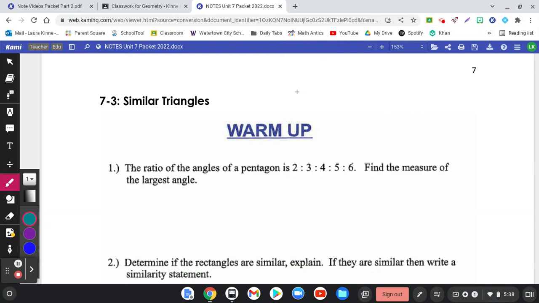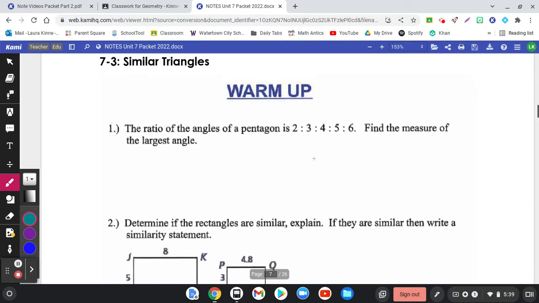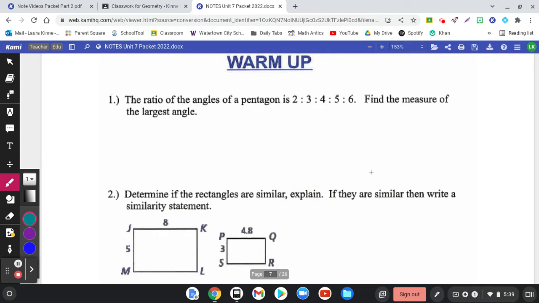Everybody. Today we're going to talk more about similar triangles. So you need to take out your packet and turn to page 7. If you want, you can pause the video and give these 2 warm-up questions a try, or you can do them along with me. The first one's a review.